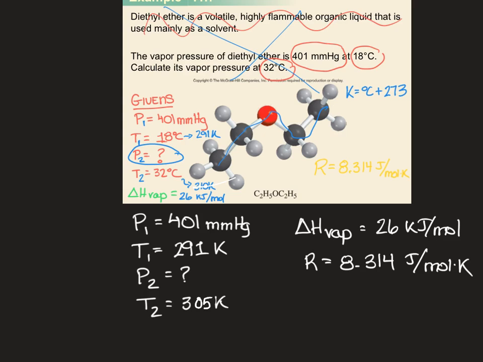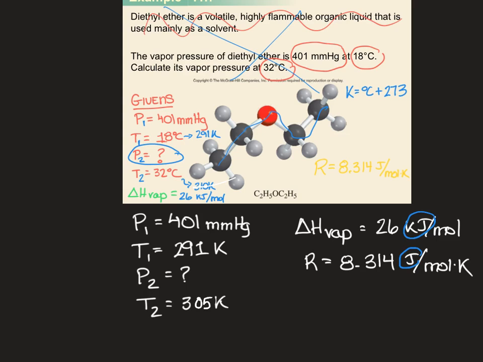Convert the kilojoules. So, check it out, guys. Heat of vaporization was kilojoules per mole, R is joules per mole. Now, the secret is it doesn't matter which one you convert, but they need to match. Otherwise, your energy units won't cancel.